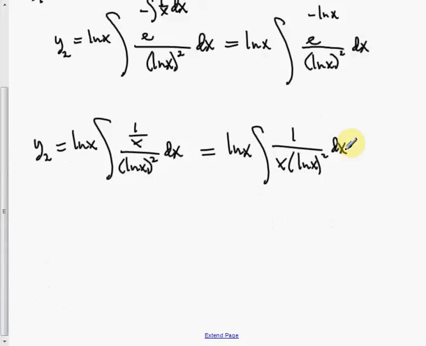But the integral of 1 over x times the natural log of x, squared. Have you seen that type of problem before?